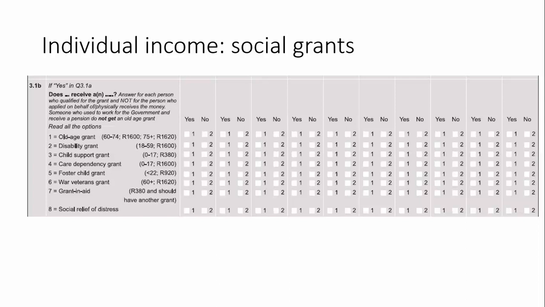Child support grants at the moment, I think, reach 13 million individuals, so 13 million children receive grants. And then the old age grants and disability grants are also very important. Others are less important. But each person gets asked, do they receive a grant?